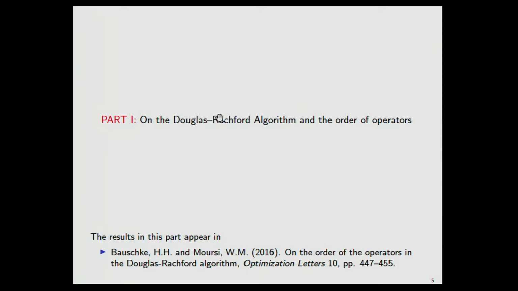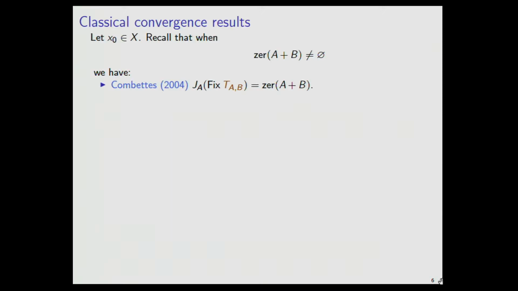And that's a joint work with Heinz Bauschke. So we have convergence results. The first thing to recall is this static result that characterizes the set of zeros of the sum. We can recover the set of zeros of the sum by just hitting the fixed point set of T_AB by J_A. So here order matters.